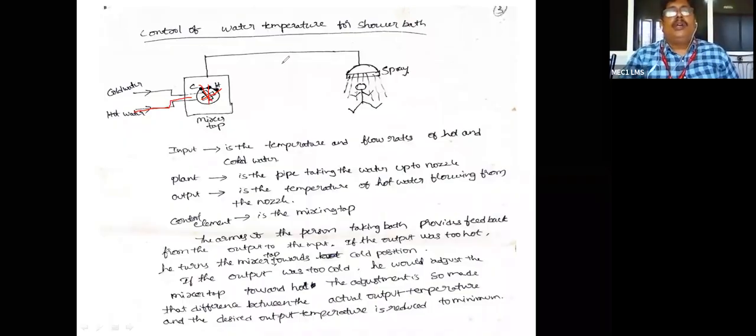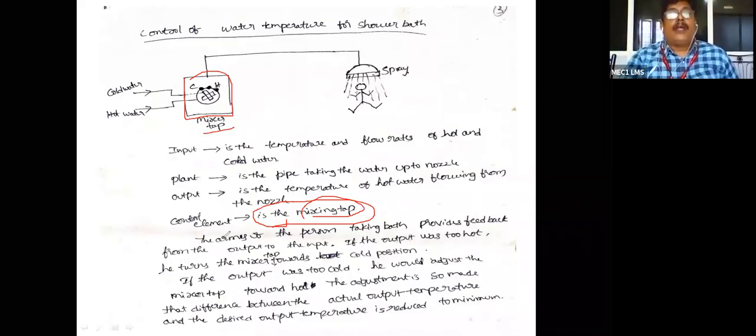Here, what is the input and what is the control element? What is the control element here? The mixing tap. That means we are moving the regulator clockwise or anti-clockwise in a convenient way. This is nothing but a mixer tap. See here, this is a mixer tap. It is already written clearly. So here the controlling element is a mixer tap.